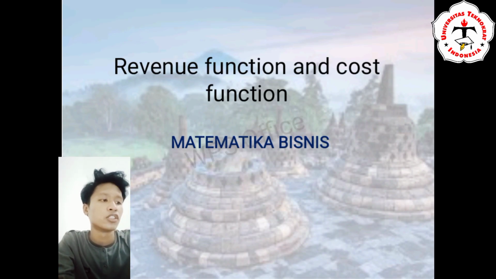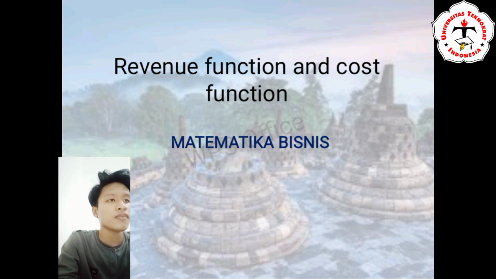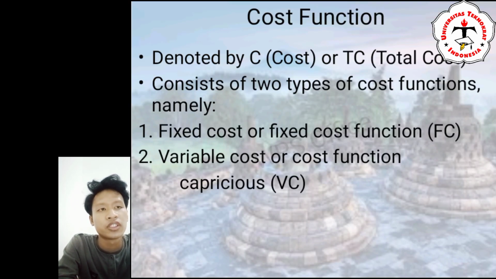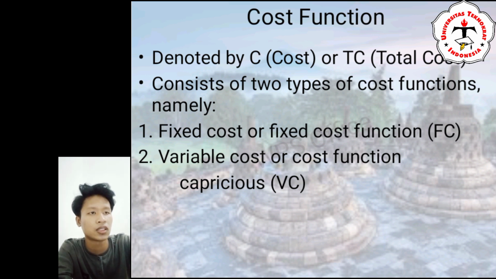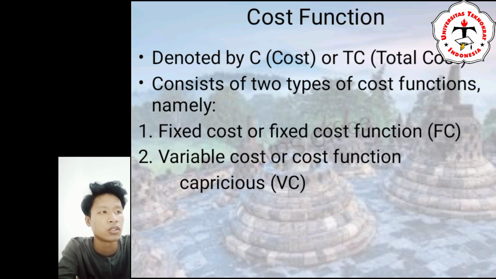Revenue function and cost function. Cost function, denoted by C, is cost, or TC, total cost. It consists of two types of cost function, namely, first is fixed cost or fixed cost function, FC. Second is variable cost or variable cost function, VC.